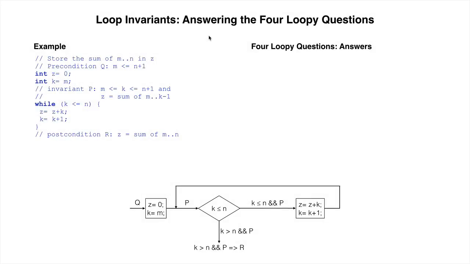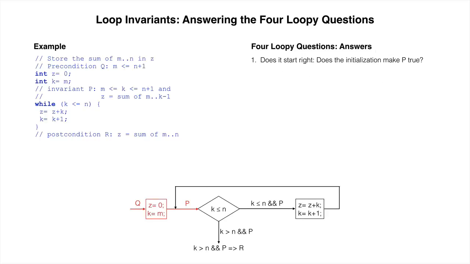We will now answer the 4 loopy questions for the algorithm given in the previous video, which is displayed in the code and flowchart here. The first loopy question is, does it start right? We want to show that the initialization makes the invariant p true. In other words, does the execution of z becomes 0, k becomes m, with q true, terminate with p true?